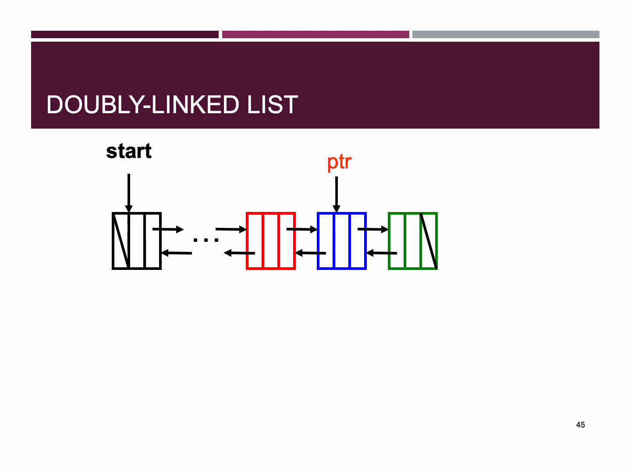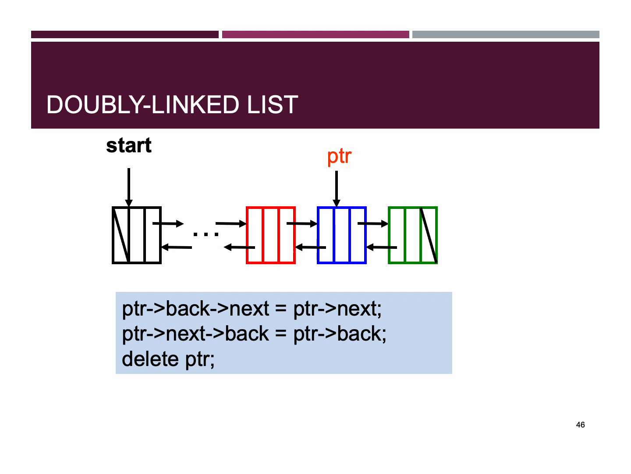Here, we are just locating the node we want to remove. This one is pointing to the blue color node, so we located the node. Next, we are setting ptr's back's next equal to ptr's next, then ptr's next's back equal to ptr's back, and then we'll delete ptr.